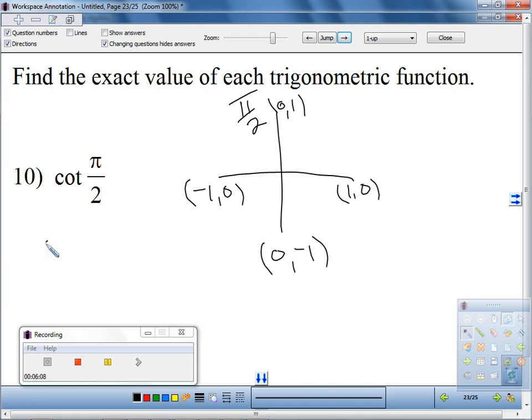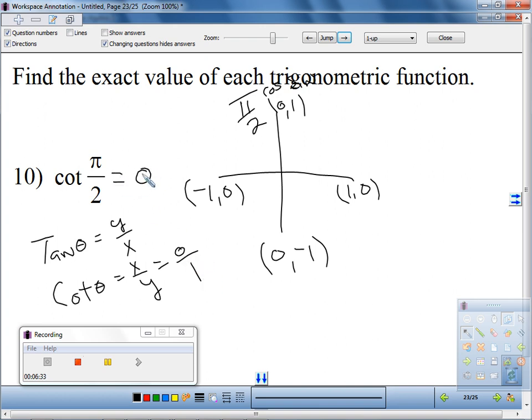Now remember, tangent is going to be y over x. So that means cotangent is x over y. So our x value, now it may help to remember cosine and sine, but for this, our x value is 0, our y value is 1, because we get 0 over 1, which is going to be 0. So cotangent is 0 at pi halves.